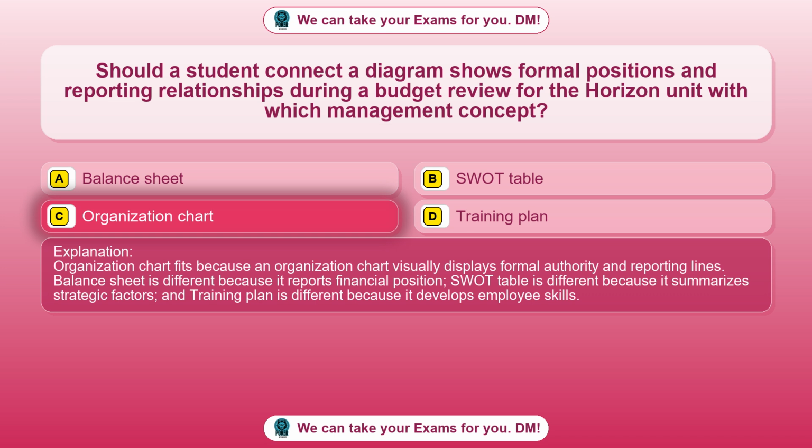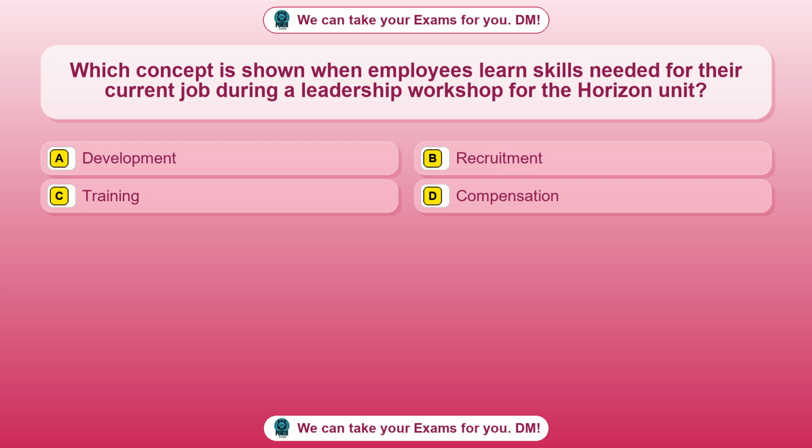Balance sheet is different because it reports financial position, SWOT table is different because it summarizes strategic factors, and training plan is different because it develops employee skills. Question 72. Which concept is shown when employees learn skills needed for their current job during a leadership workshop for the Horizon unit? Option A, development.